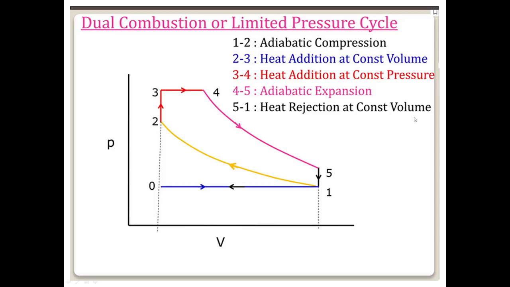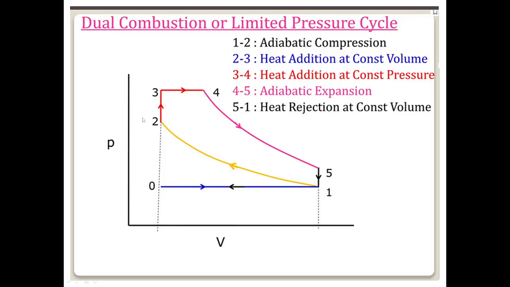Now we'll see the dual cycle. In case of dual cycle, 1 to 2 process is the adiabatic compression process. 0 to 1 is naturally the suction process, then the compression process. 2 to 3 is the heat addition at constant volume, and 3 to 4 is the heat addition at constant pressure. 4 to 5 is the adiabatic expansion process, and 5 to 1 is heat rejection at constant volume.